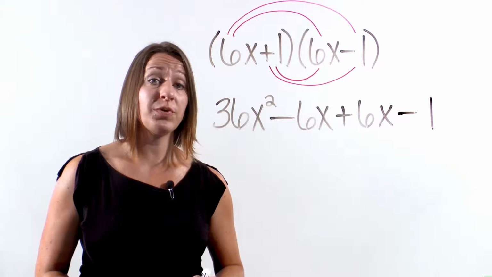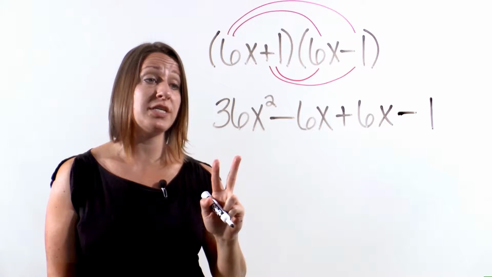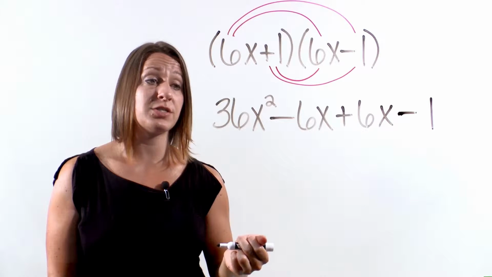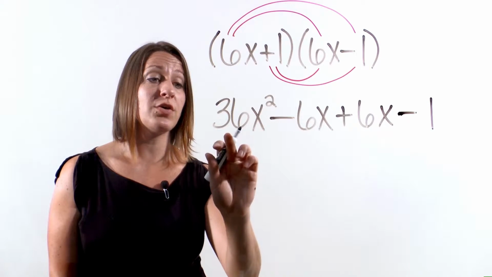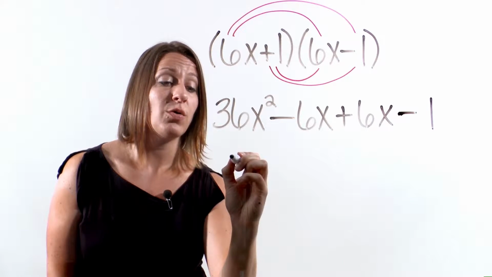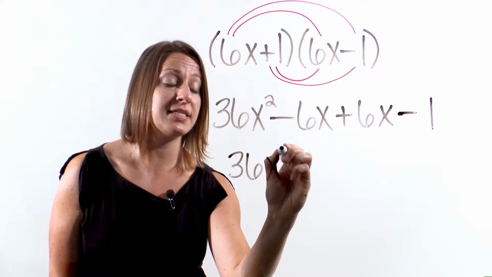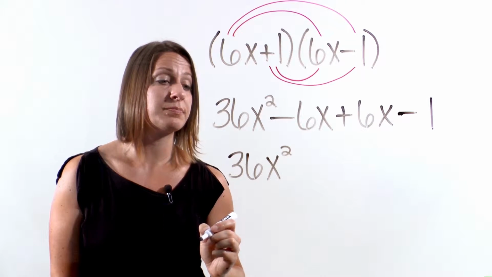Okay. Now before we can declare our answer, we have two things we need to check. We're going to collect like terms, and we're going to keep our answer in descending order. We already know that 36x squared, we can move that down to our answer line because it does have the highest degree of a 2.